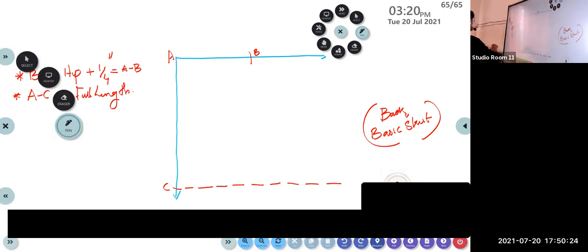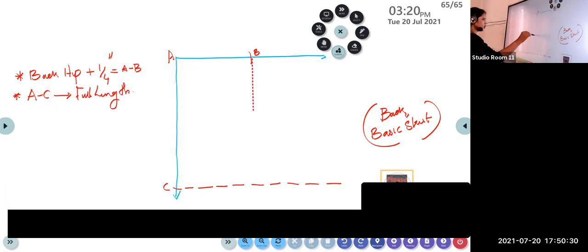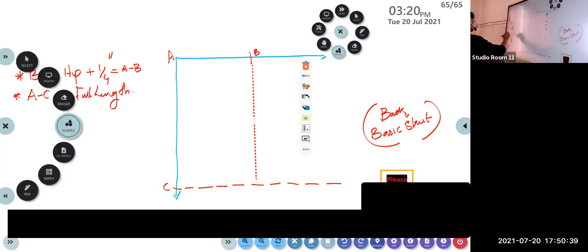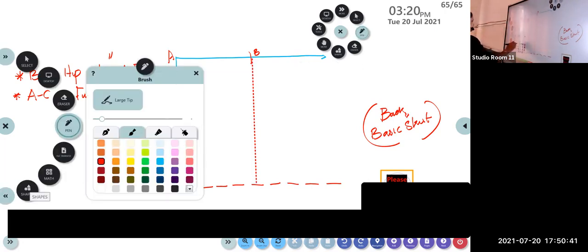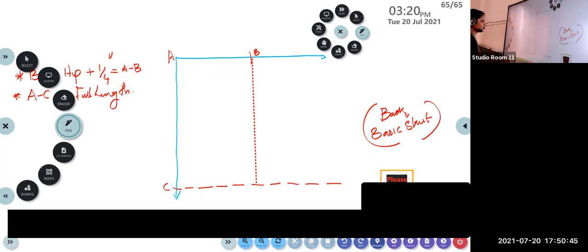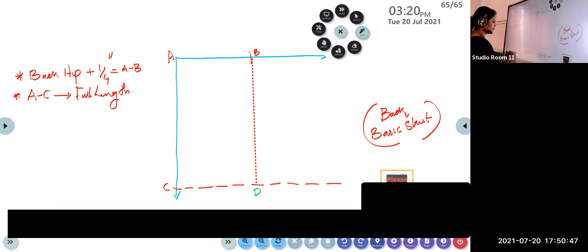And now I'm going to join point B to this line from C, and I'm going to name the intersection D. So now we have this much.